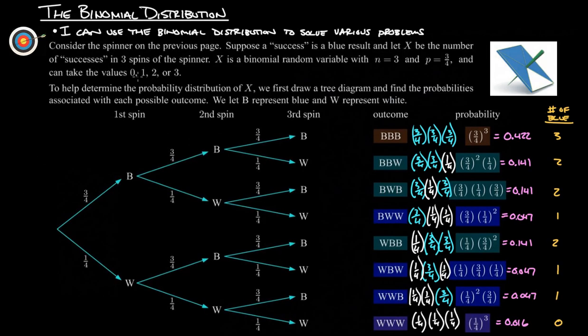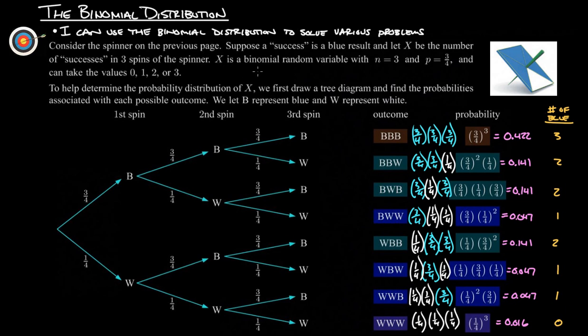This is a problem from earlier on. For most of us, it's on page 347. It says, consider the spinner on the previous page. Suppose a success is a blue result, and let X be the number of successes in 3 spins of the spinner. So success is when you get blue.